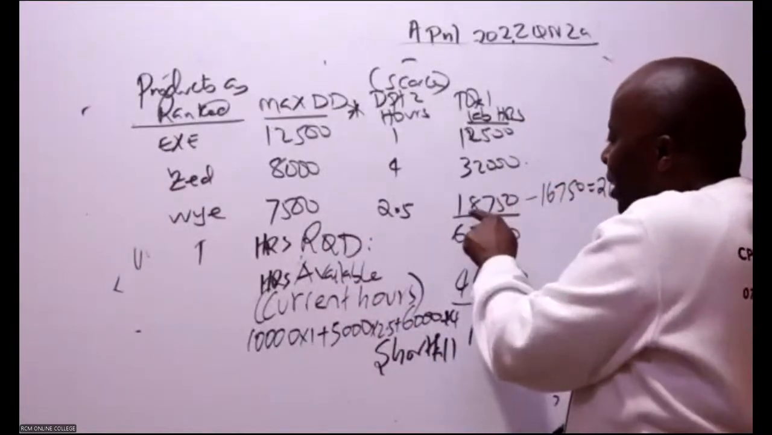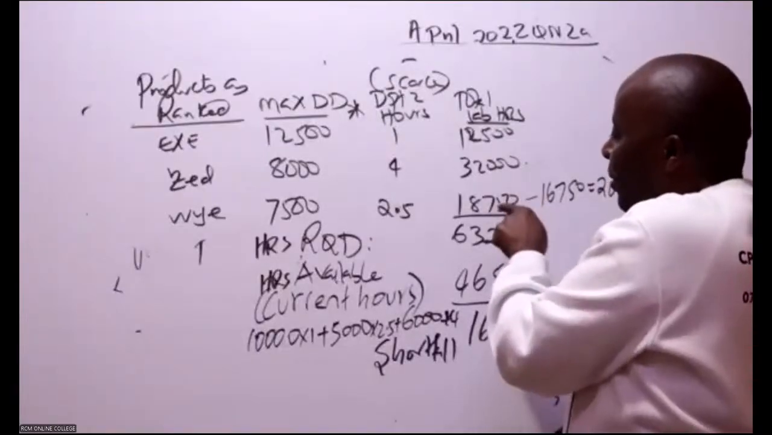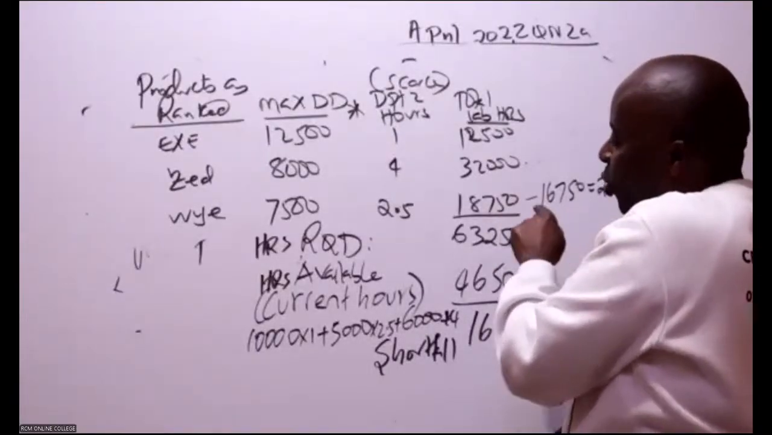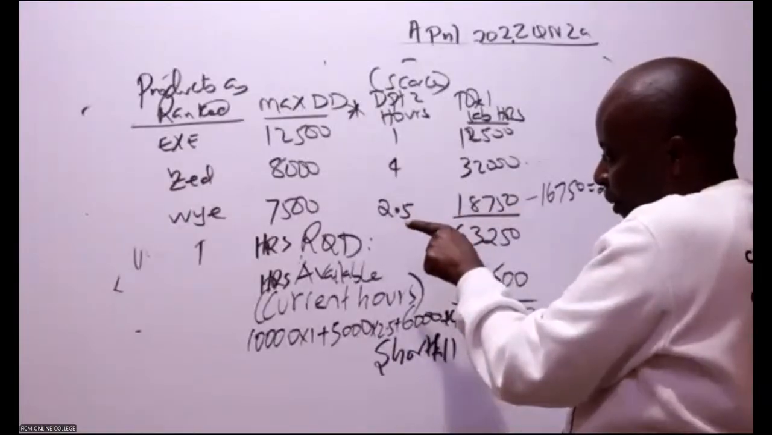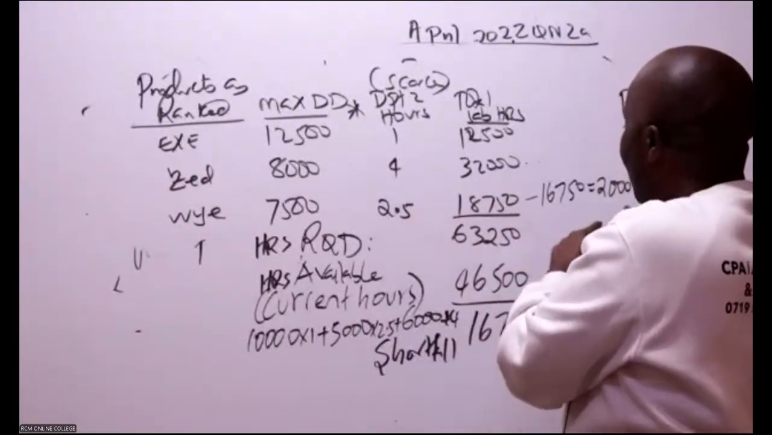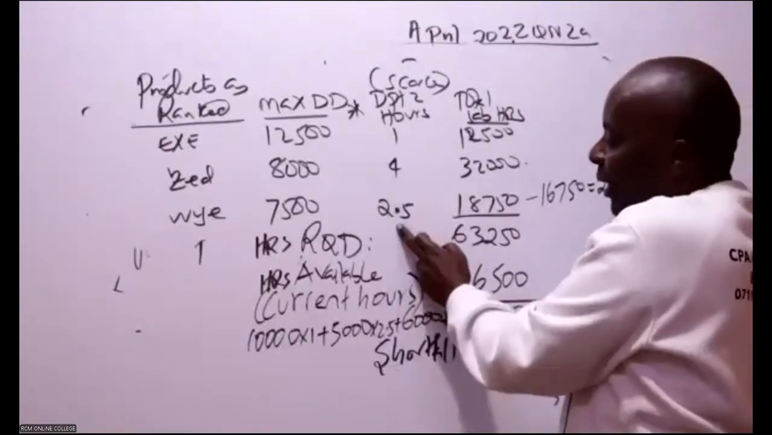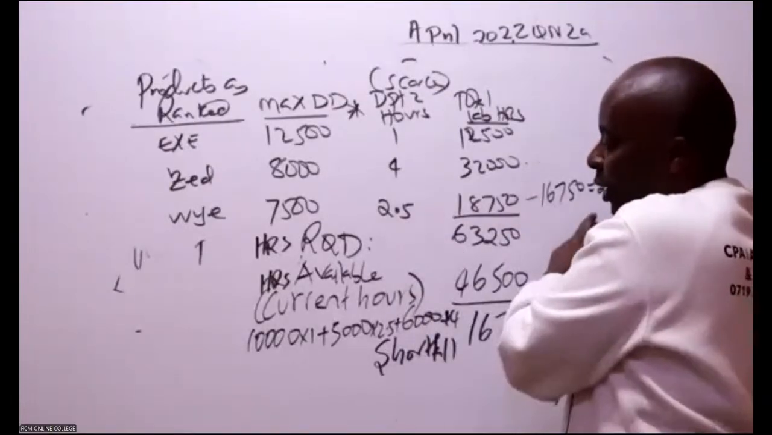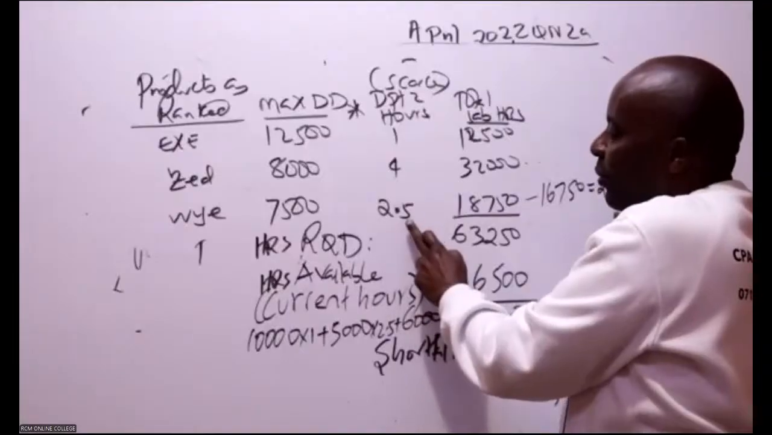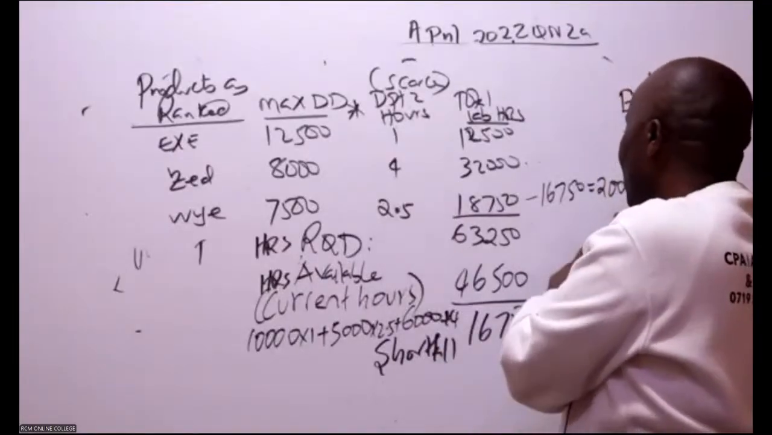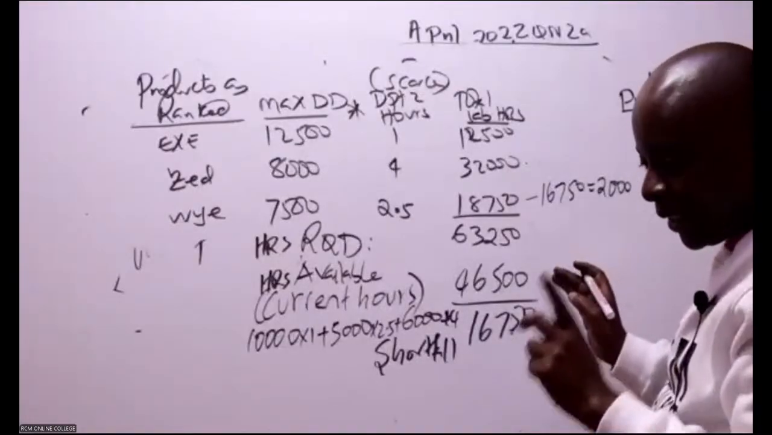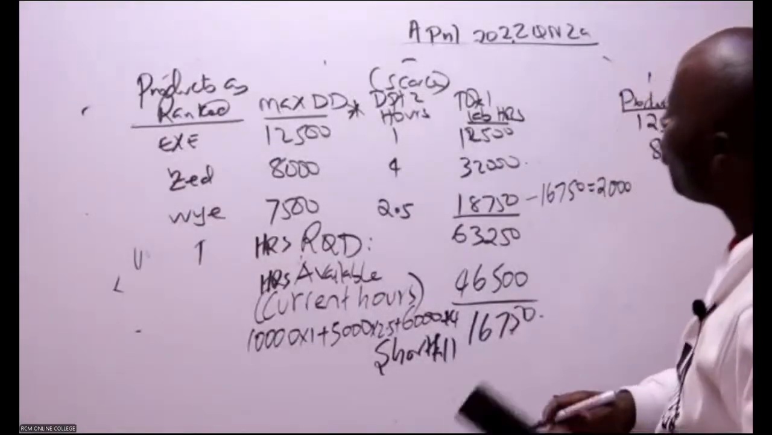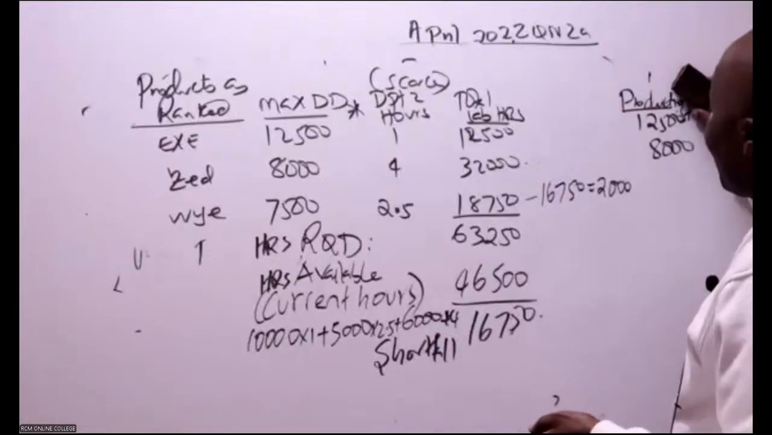Because now I can see this time is no longer 18. This time is 2,000. So how do I get to know how many I produce now here? It's very easy. I will take the 2,000, I divide by the rate. Can somebody give me this? 2,000 divided by the rate gives me what here? Somebody gives me 800.